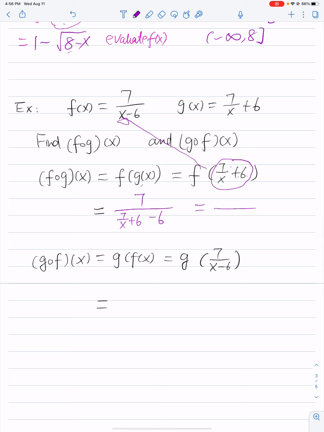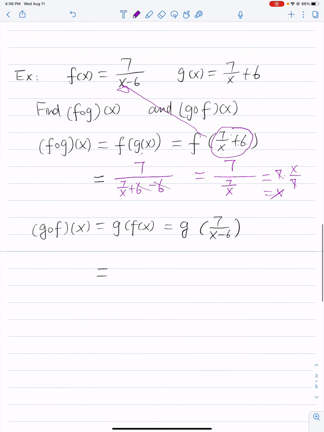So what do you have? 7 over, this cancels, so 7 over x. What do you have? 7 times x over 7, yeah? And 7 cancelled. So you have x. Clear? Okay, so be a little bit careful with this one.